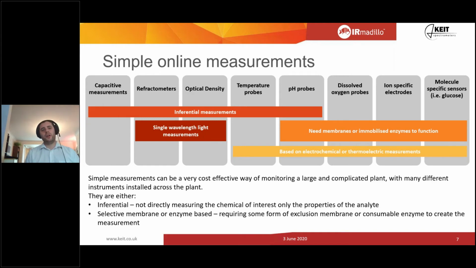And lastly, you've got molecule-specific sensors. A really common one of these is glucose. Anyone that knows anyone with diabetes will have seen these, where you can take a drop of blood, put it on a glucose level stick. That works with an immobilized enzyme. I believe it's horseradish peroxidase that looks at the amount of glucose present and gives you a current and a voltage, and that tells you how much glucose is present. So there's a huge variety of different online measurements, but none of these really give you the information that would allow online control of things like seed oil refining.